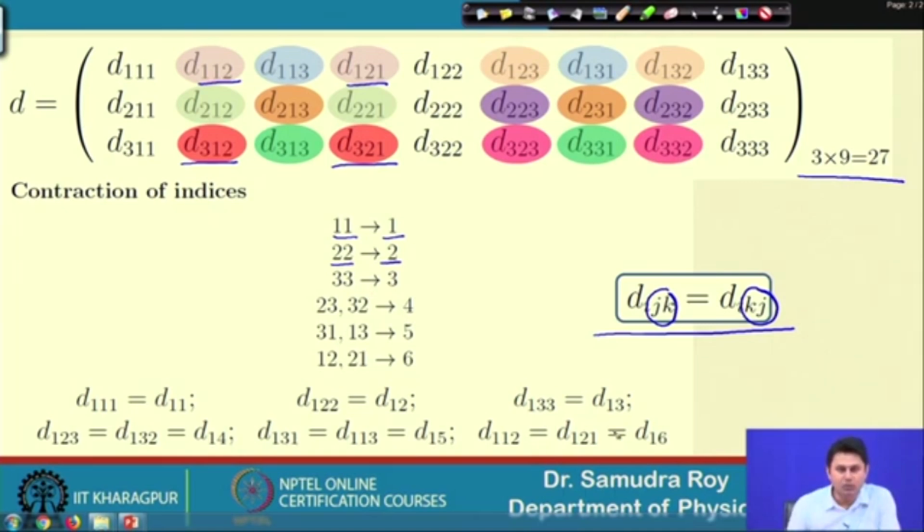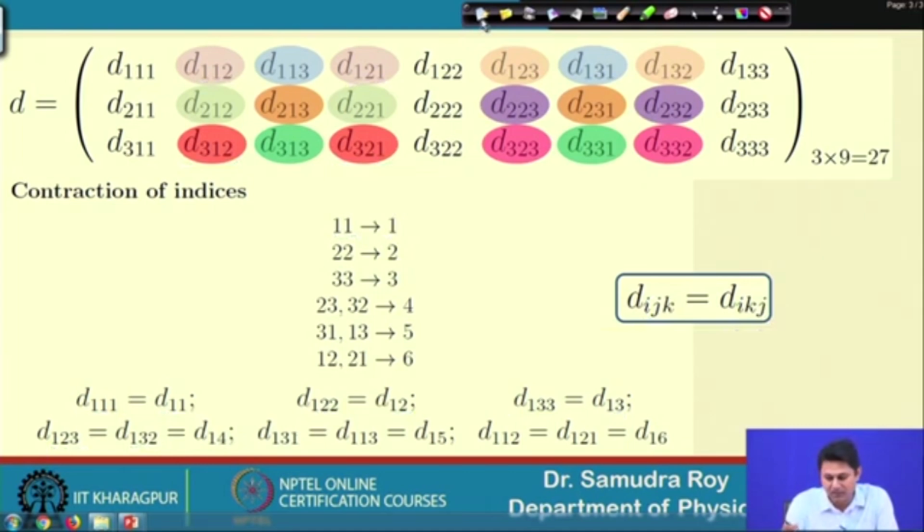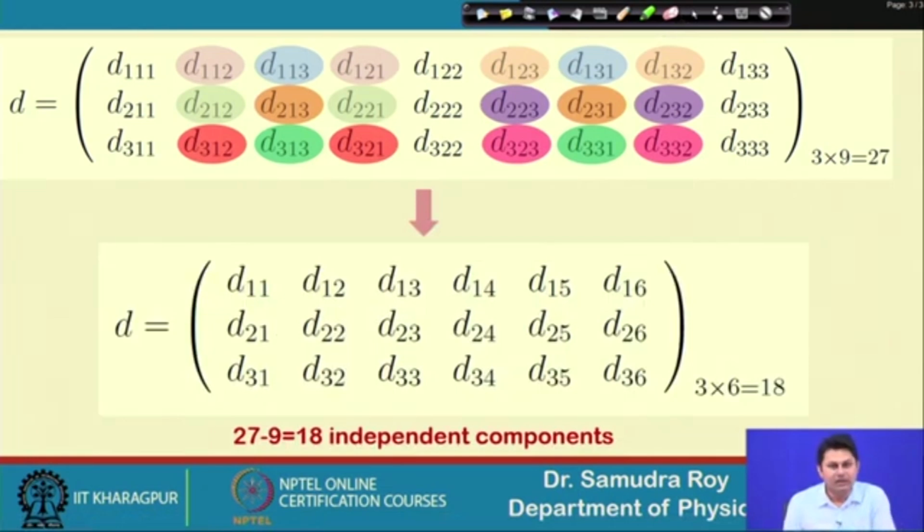Here we wrote some examples: d_111 should be written d_11, d_122 written d_12, d_133 written d_13, d_123 which is equal to d_132 can be represented as d_14 and so on. This is very important, because by applying the symmetry property of the D matrix, we can reduce it from 27 different components to 18 components. Last class we discussed this, and again we are discussing it.